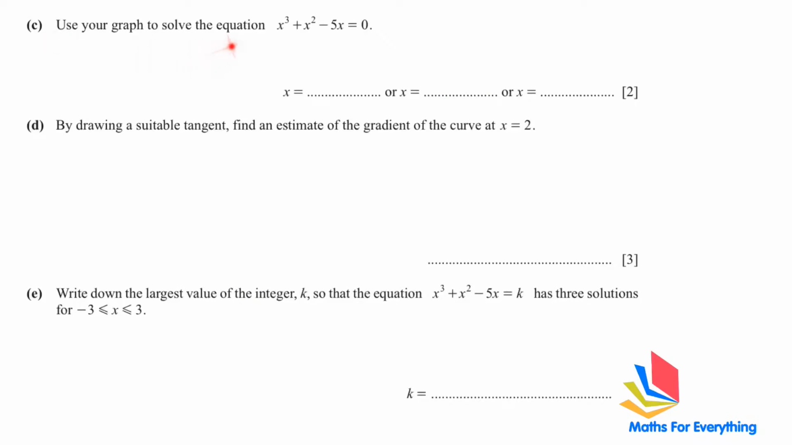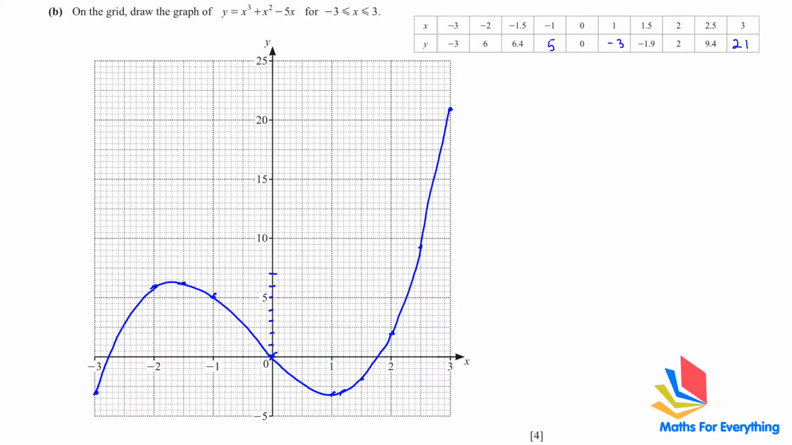Part C, use your graph to solve the equation x cubed plus x squared minus 5x is equal to 0. If you have a number after the equal to, that is your y value. It means when y is equal to 0. And where is y equal to 0? Y is equal to 0 on your x-axis. So the 3 points that we have are 1, 2, and 3.